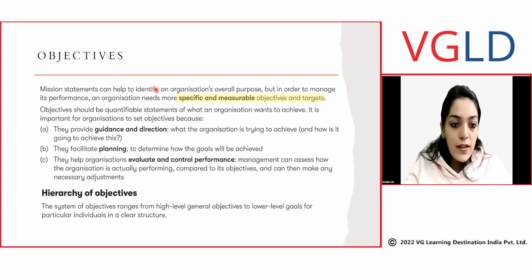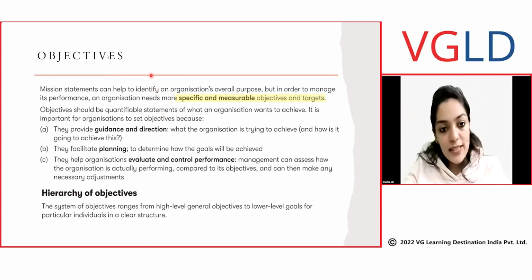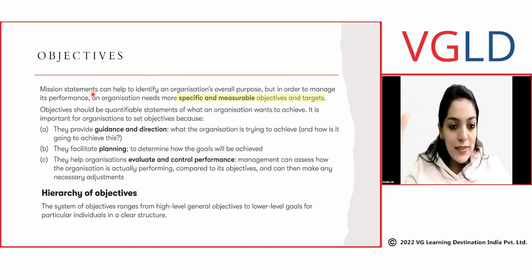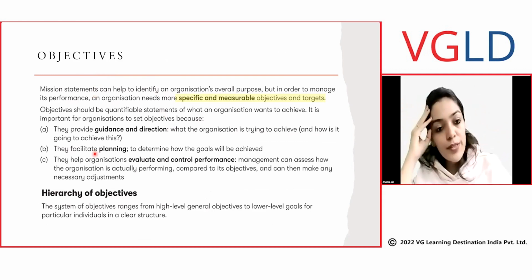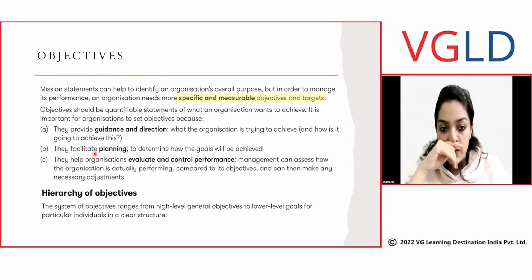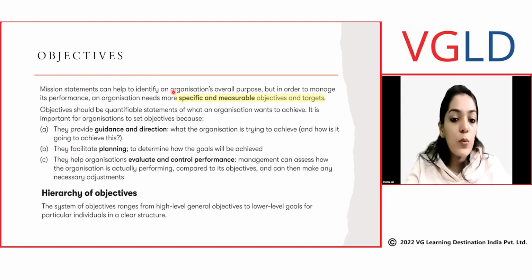Okay. So the first topic was what? Mission and mission statement. Now the next topic is objectives. This one is important. Try to remember this. It's basic only. As we went through, what is the purpose for which the company is existing, that is the mission. Mission statements can help to identify an organization's overall purpose. But in order to manage its performance, an organization needs more specific and measurable objectives and targets, right?